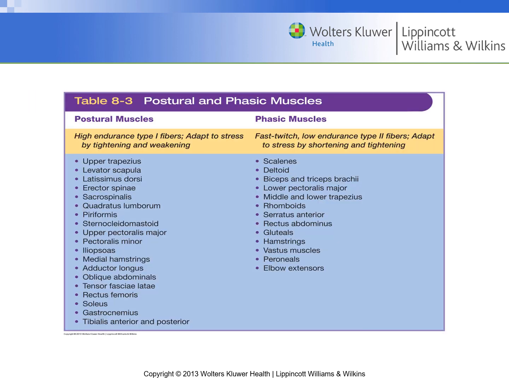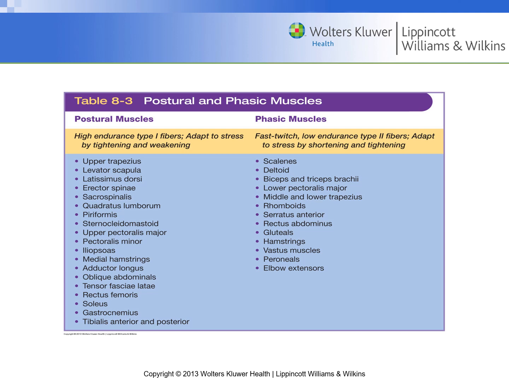So the postural muscles tend to be high endurance type 1 fibers. They adapt to stress by tightening and weakening, while the phasic muscles are fast twitch, low endurance type 2 fibers, and they adapt to stress by shortening and tightening.